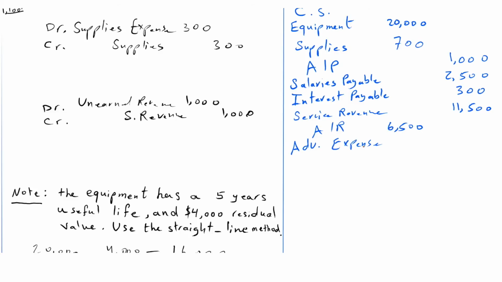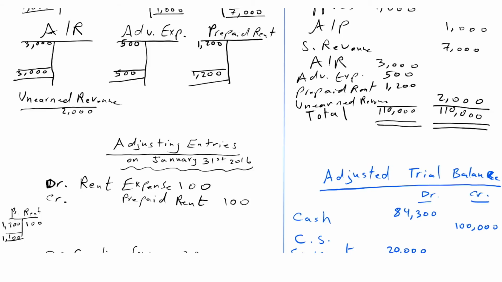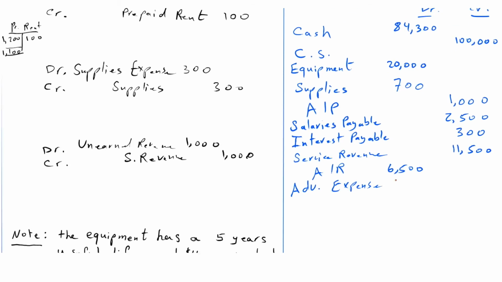Advertising expense, we didn't change anything in our adjusting entries for advertising, so we're just going to go back to the unadjusted trial balance and just copy the balance we had over there. That was $500. So $500 goes down here.